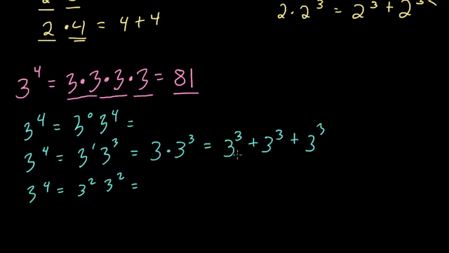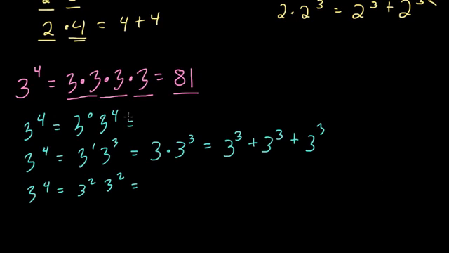So we can rewrite this. And take note, we took 3 to the 4th, and that ended up equaling 3 to the 3rd plus 3 to the 3rd plus 3 to the 3rd. So that's our first combination. 2 more to go, and I think we'll be on the right track.